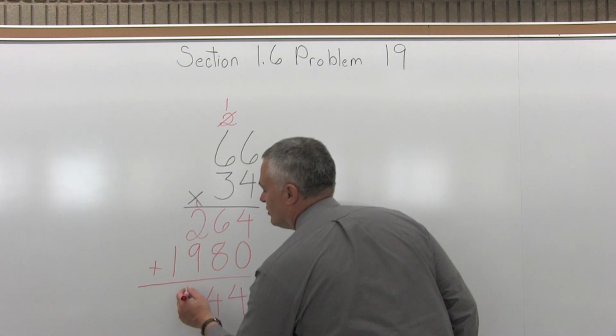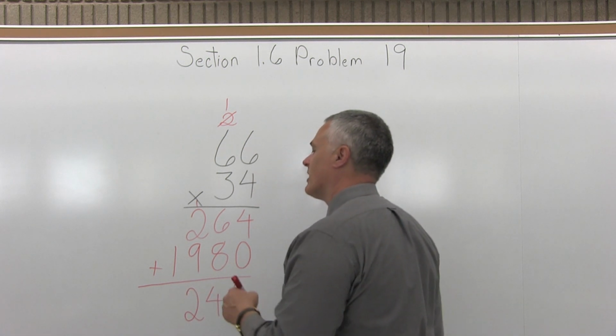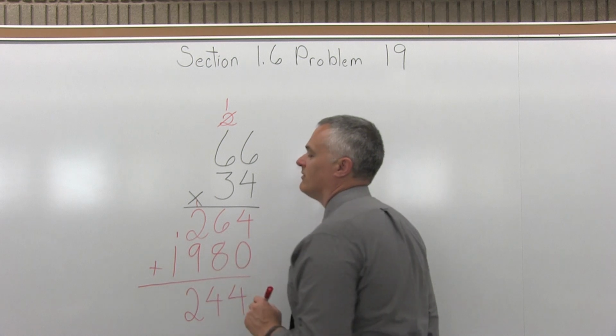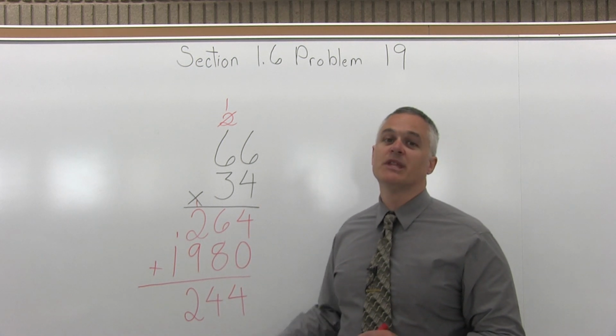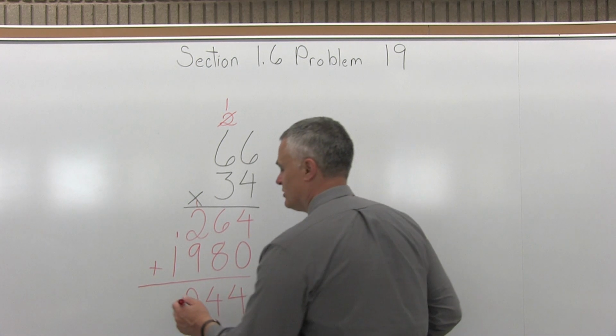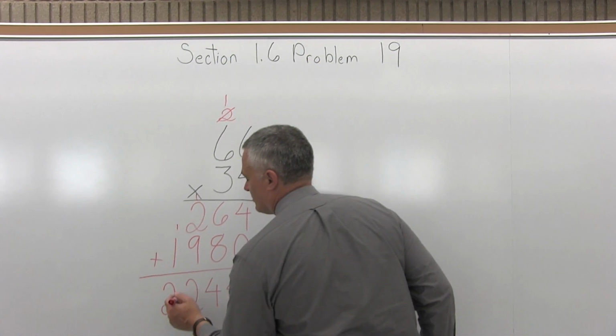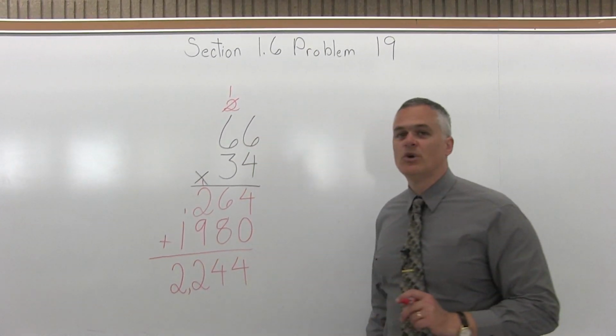So now I put the 2 from the 12 under the column where I'm working, and I carry the 1 from the 12 to the top of the next column. And then I add 1 plus 1, which is 2. And now the answer is 2,244.